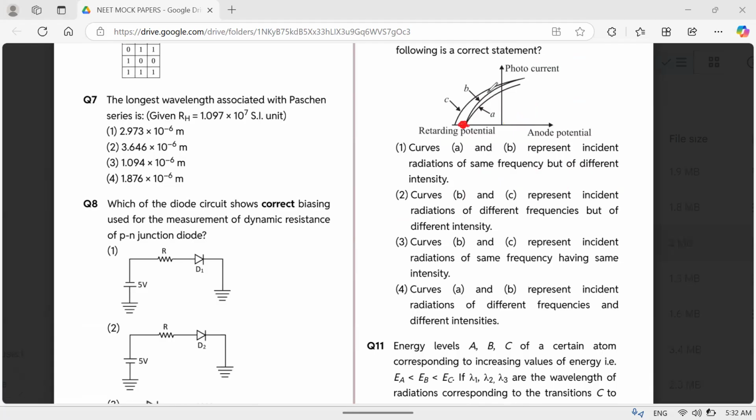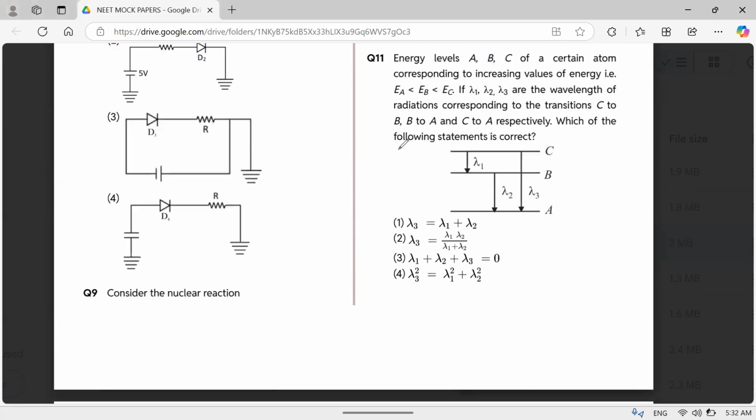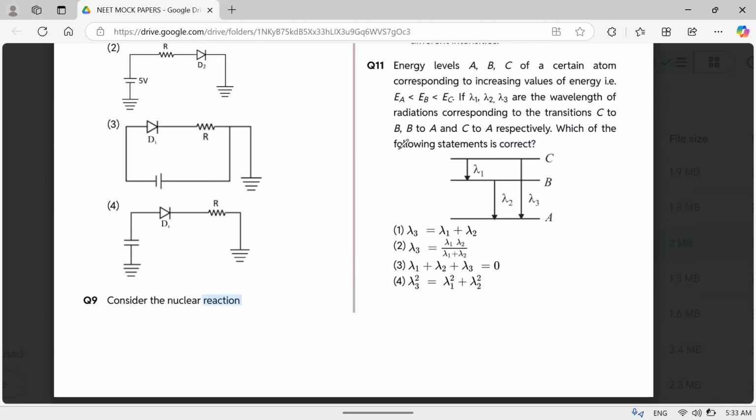Okay, now. Yes, sir. Sure. Question number 11. Energy levels A, B, C of a certain atom correspond to increasing values of energy, that is, EA is less than EB, EB is less than EC. If lambda 1, lambda 2, lambda 3 are the wavelengths of radiations corresponding to the transitions C to B, B to A, and C to A respectively, which of the following statements is correct? Can anyone tell me? This is a direct question from previous year papers.